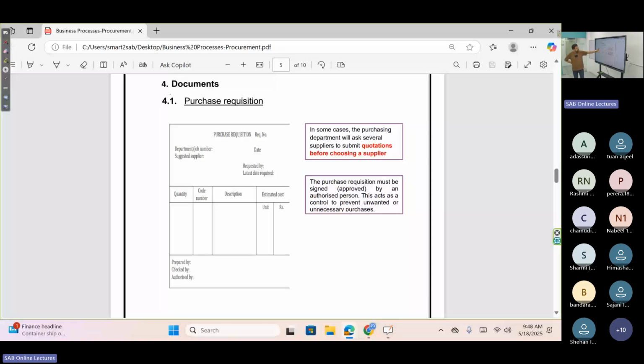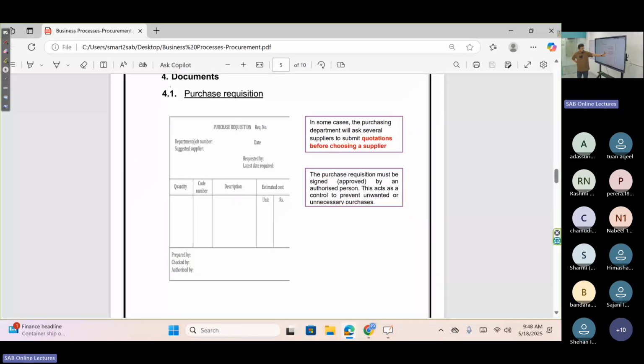Already we discussed this is the format of the purchase requisition. The purchase requisition must be signed, which means approved by an authorized person. This acts as a control to prevent unwanted, unnecessary purchases. This is the control point. Not only the purchase requisition, as we discussed in the sales process, each and every document must be approved by an authorized person.